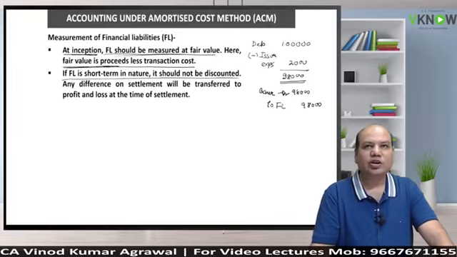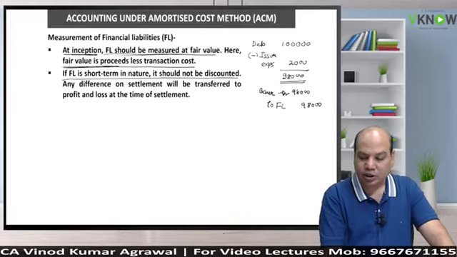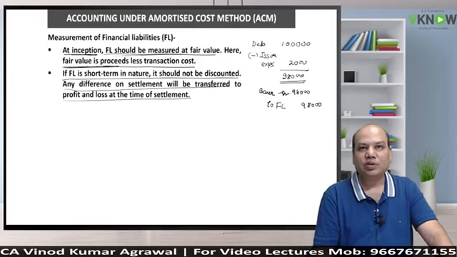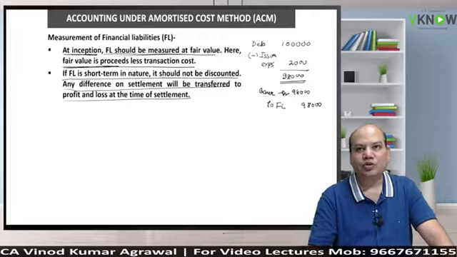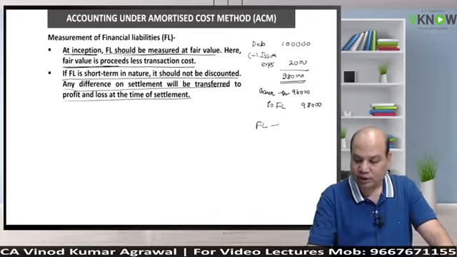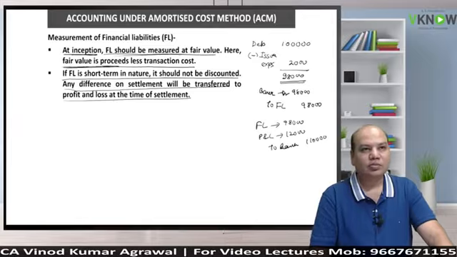If it is short term in nature, then it is not discounted. Short term means less than 12 months maturity. No need to discount it because it is going to be settled within 12 months. Any difference on settlement will be transferred to profit and loss account. Suppose it is a short term instrument, I have to pay 1,10,000 rupees on settlement. So on the settlement date: financial liability 98,000, P&L account 12,000, to bank account 1,10,000. That is how we have agreed.